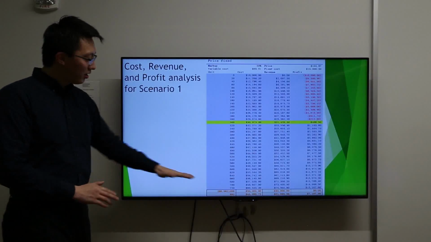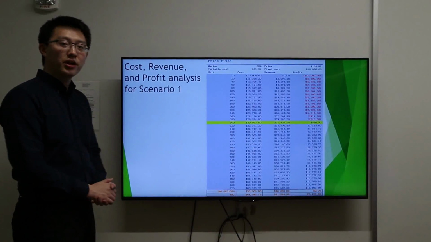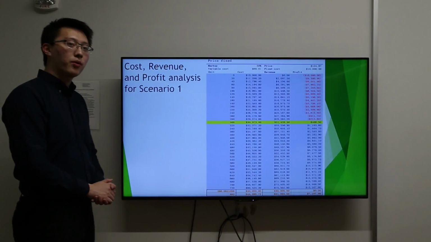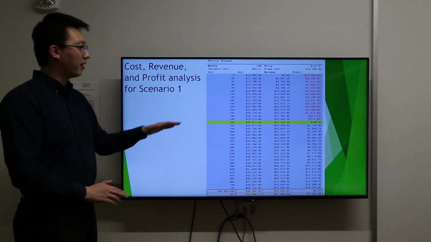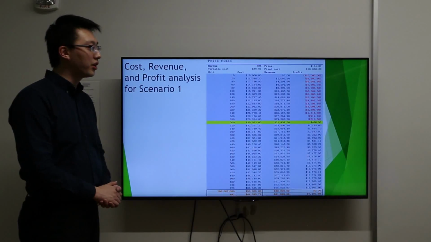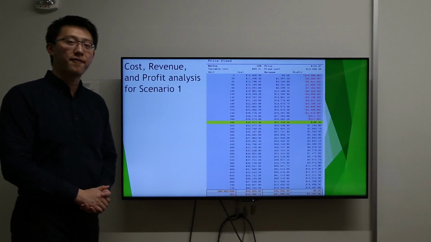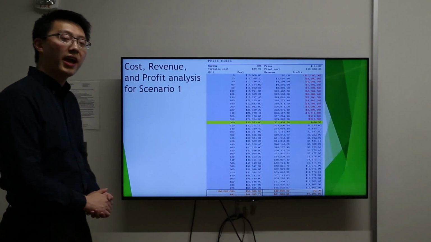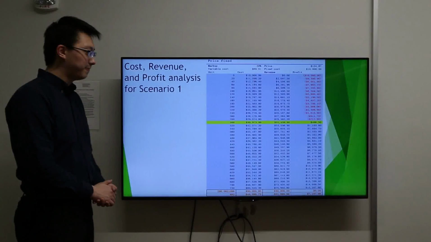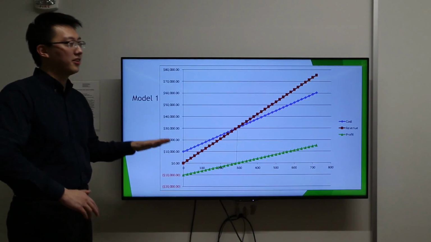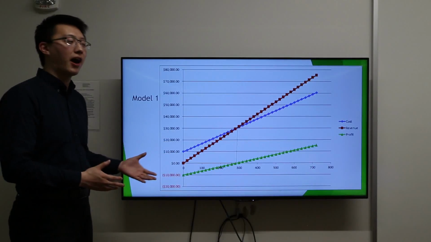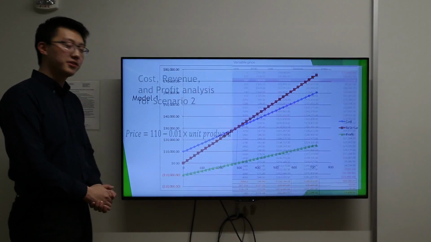After 286 units were sold, we can reach our break-even point. And when 300 units were sold, we can earn a profit of around $486. And here is the graph representation of our model for scenario 1.